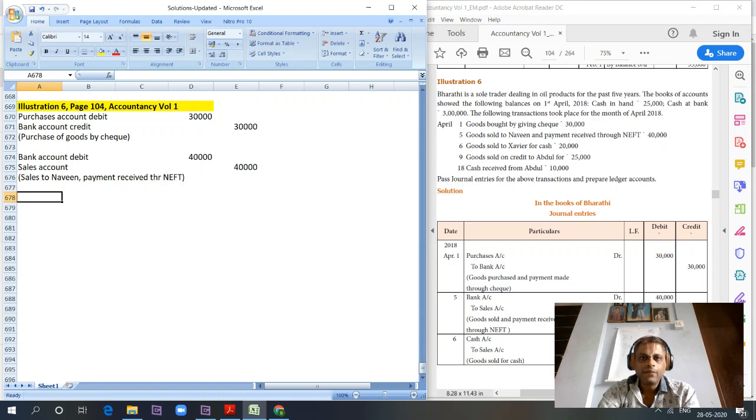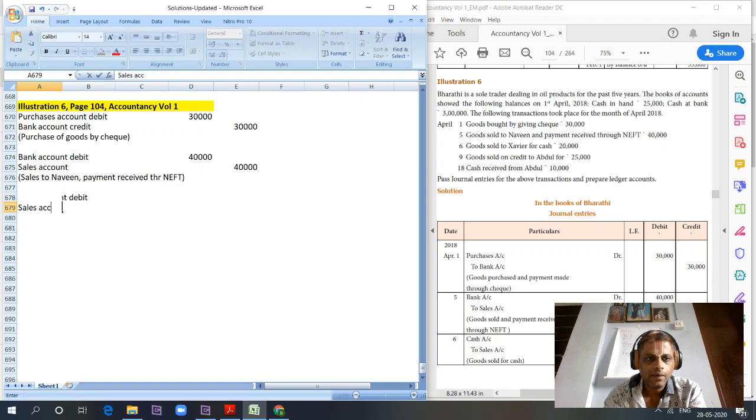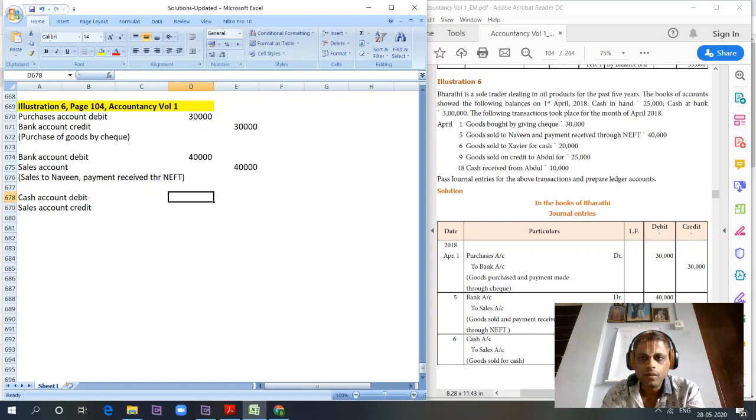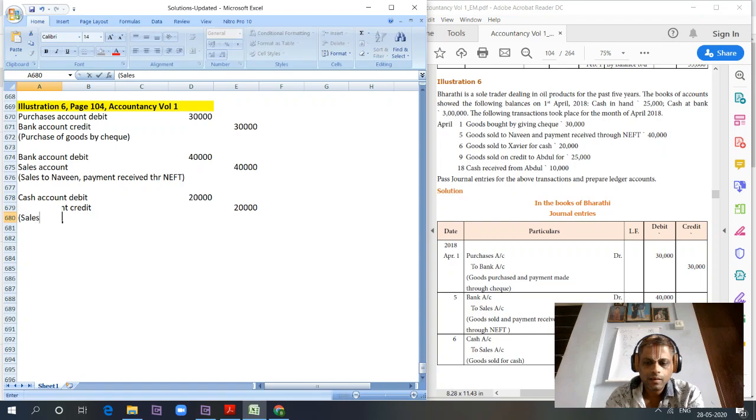Goods sold to Xavier for cash. So cash account debit. Sales account credit. So Xavier for cash 20,000. Sales to Xavier by cash.